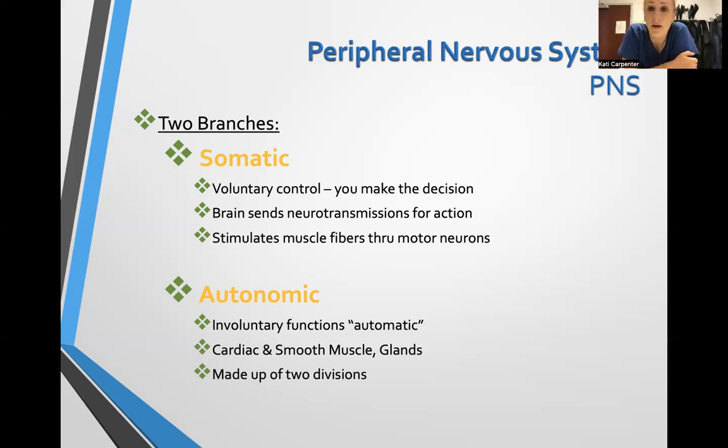Now, the other branch of the peripheral nervous system is called the autonomic. So it's kind of like an automatic nervous system. It's all the tons and tons of things that luckily we don't have to think about every second, or I would be really distracted. The involuntary functions of the body, considered automatic, are the autonomic nervous system, or the ANS.